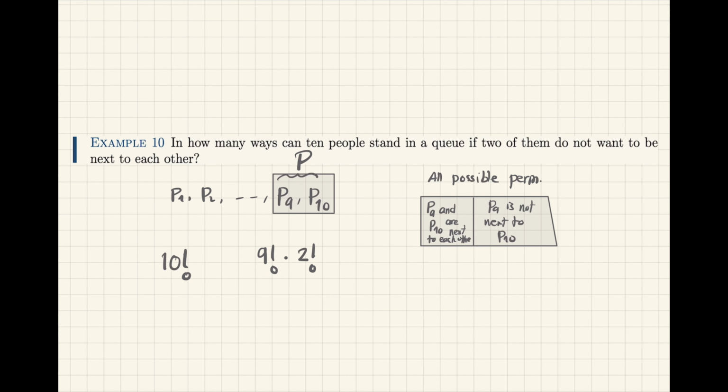If I ask you what this is, you would say that this is the number of permutations in which P9 is next to P10. This is the number of all permutations. So by the complement rule, if I subtract these two numbers, what is left for me is exactly this part. So this is the answer to this problem. Sometimes the complement rule also comes into the game.